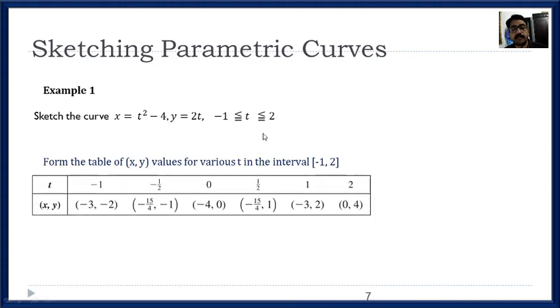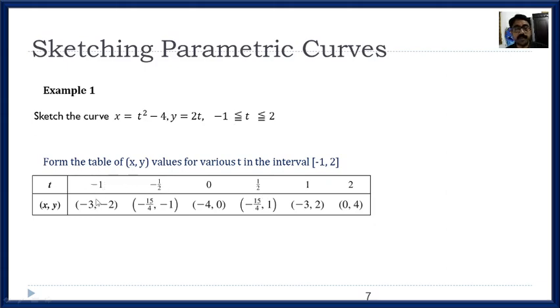The first thing is actually you have to prepare a table. That's very important. Get the pairs of (x, y) using these formulas for various t: minus 1, minus 1/2, and so on. You can take as many values of t also. Though the interval is minus 1 to 2, you can take more points so that you will be able to draw a very smooth curve, a very approximate curve. The more accurate curve you will get only if you take more points like this.